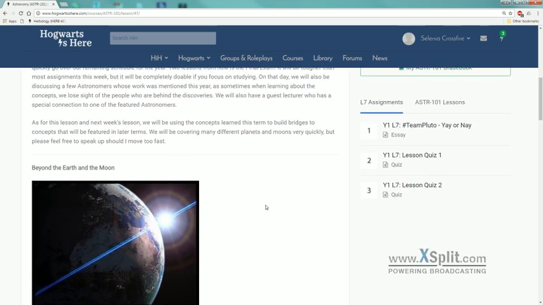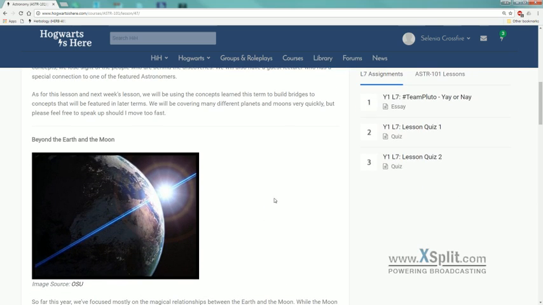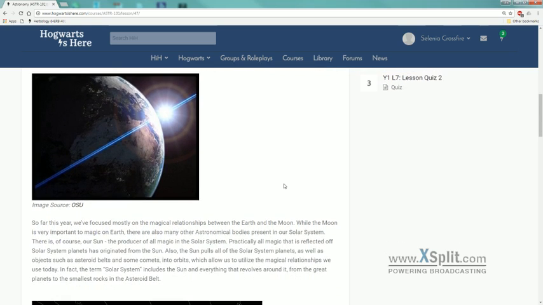As for this lesson and next week's lesson, we will be using the concepts learned this term to build bridges to concepts that will be featured in later terms. We will be covering many different planets and moons very quickly, but please feel free to speak up should I move too fast. Beyond the Earth and Moon.